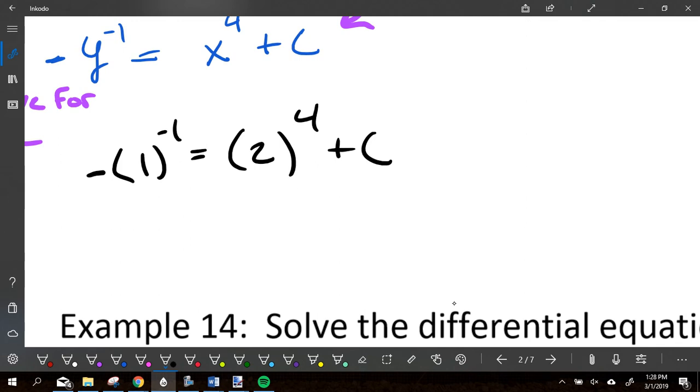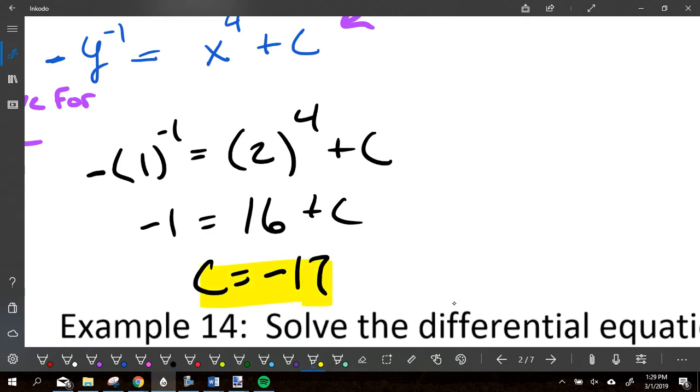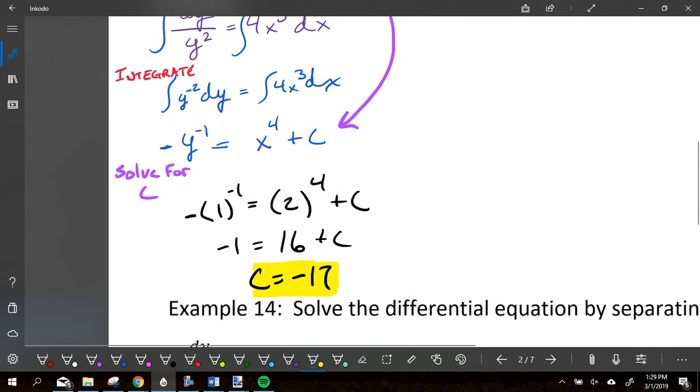What is 1 to the negative 1 power? What does that do to my 1? Moves to the bottom. So it's still 1. I'm doing the reciprocal of 1. It's 1. But it's negative. 2 to the 4th is 16. Plus c. I'm going to subtract 16. C is equal to negative 17. That is my c value.